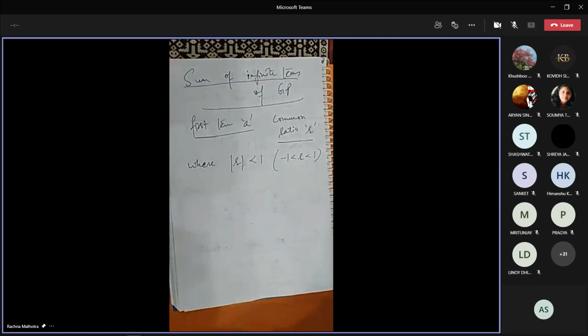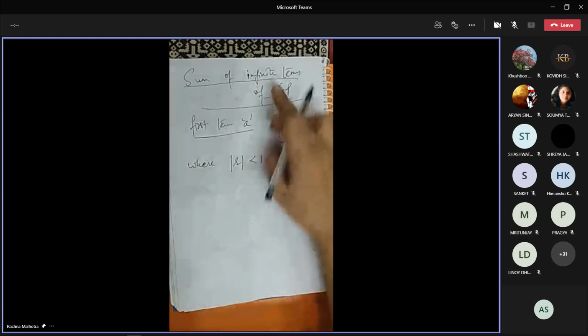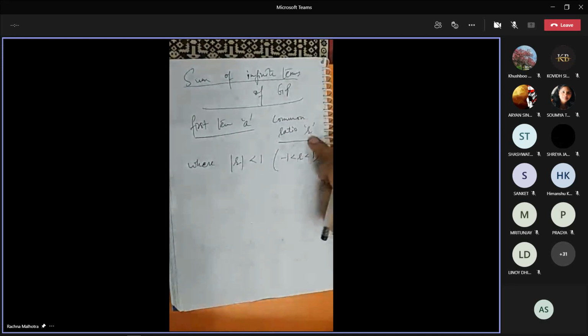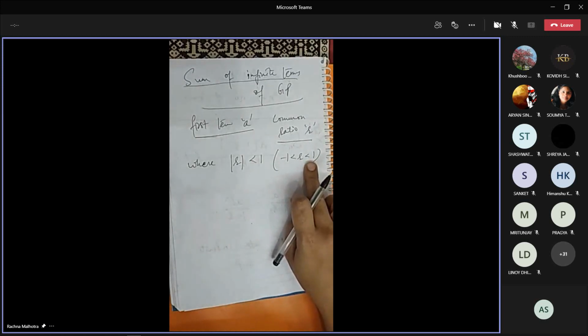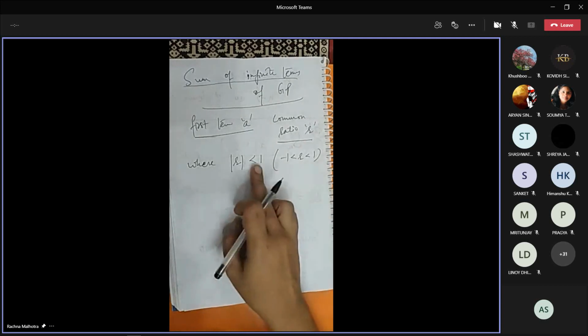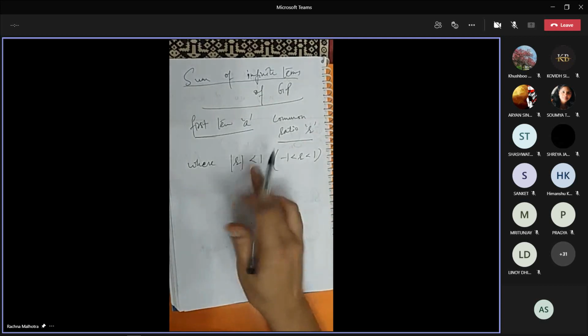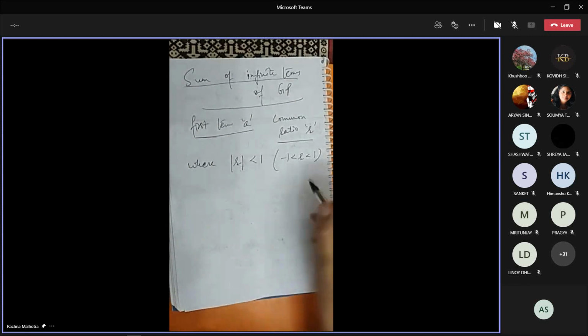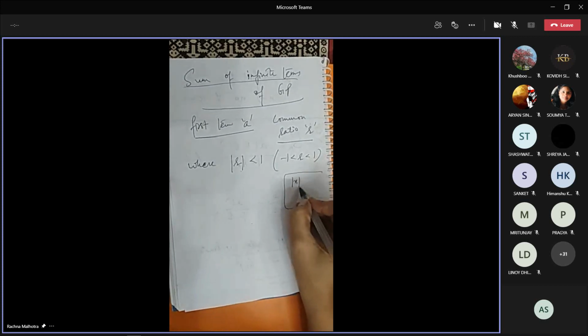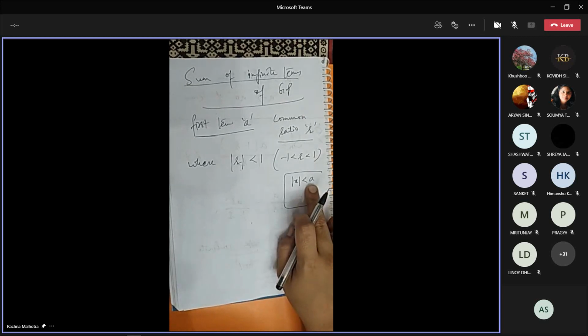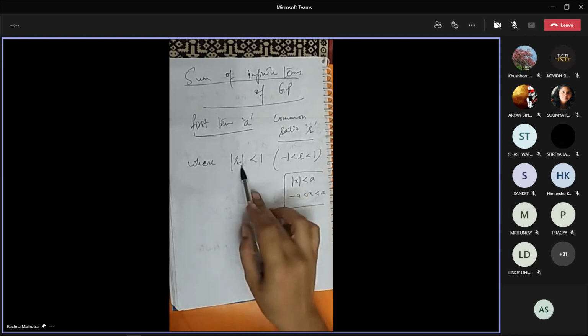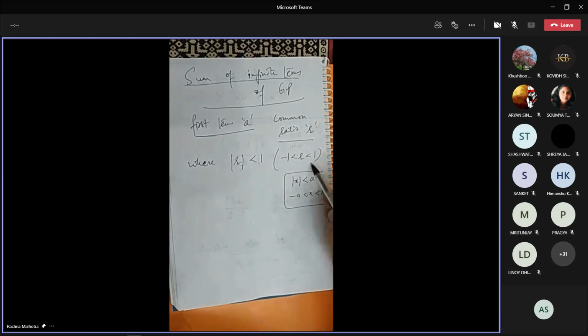Otherwise, the answer will be infinite. It happens only in that case where r lies between minus 1 and 1. Otherwise, we will not get an answer; we will get an infinite answer. So mod r less than 1 means what? The property for mod: mod x less than a, where a is a positive real number, means x lies between minus a and a. So mod r less than 1 means r lies between minus 1 and 1.